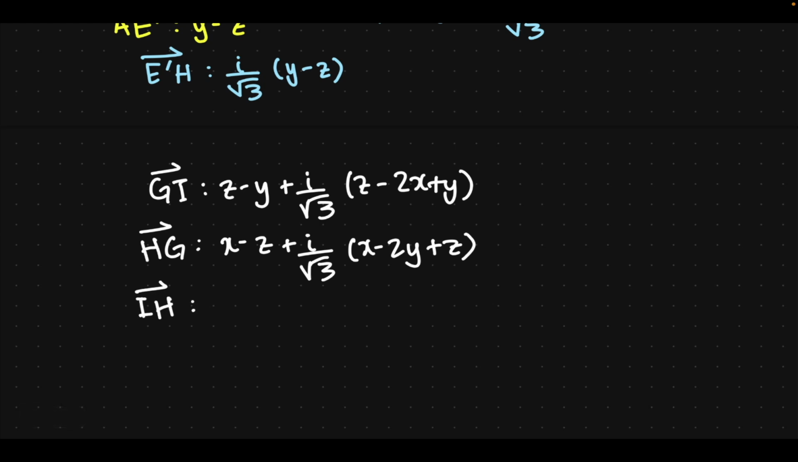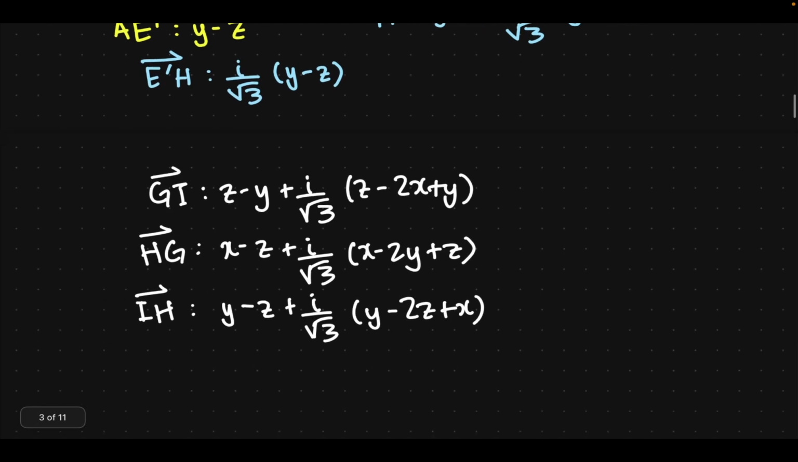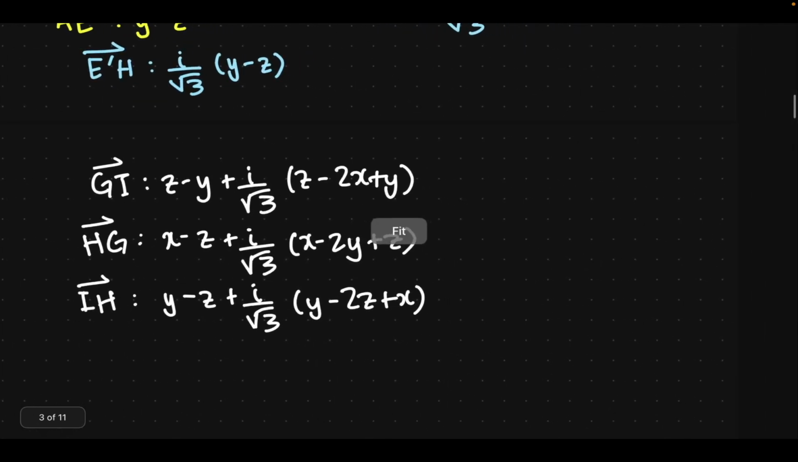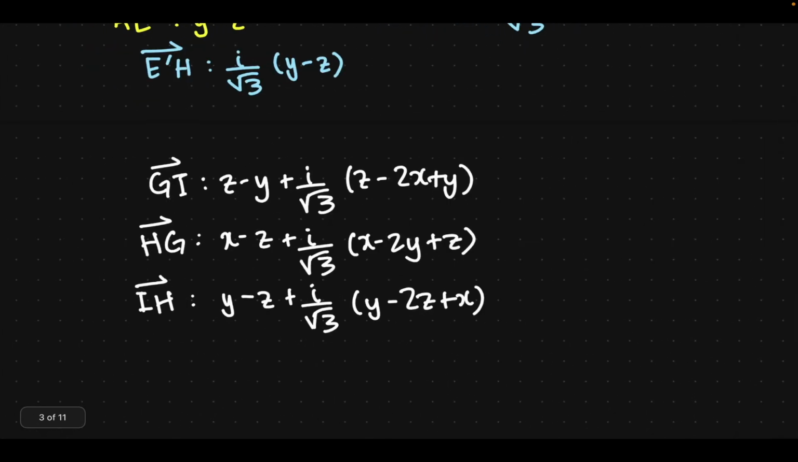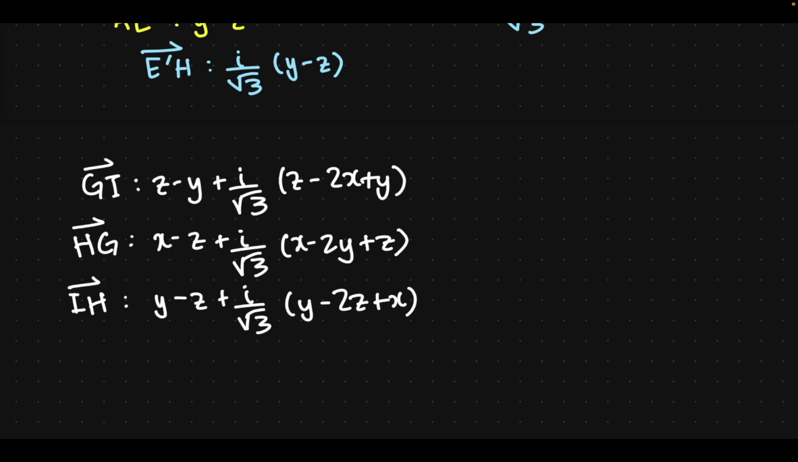I'm maintaining some sort of cyclic order because that is important. You'll see why. Y minus z plus i over root 3 multiplied with y minus 2z plus x. Now, let's just consider the first one. If you can show by brute force that the magnitudes of each of these are the same, then you're done basically.